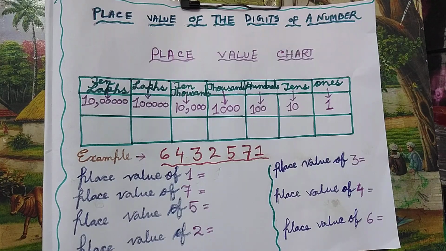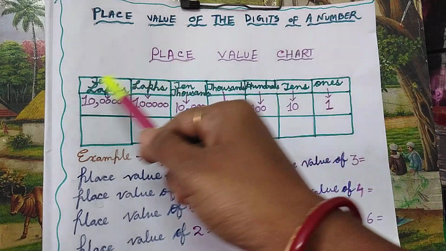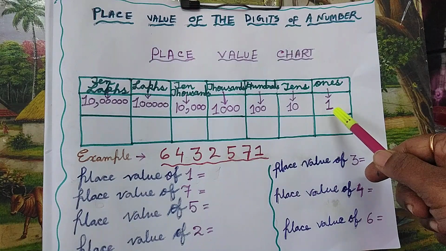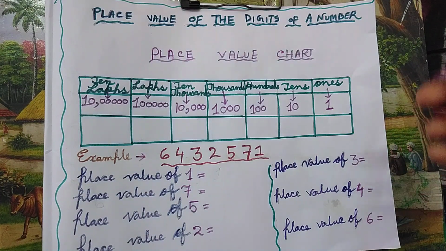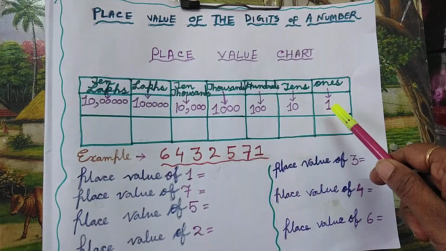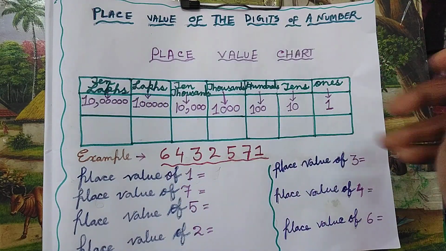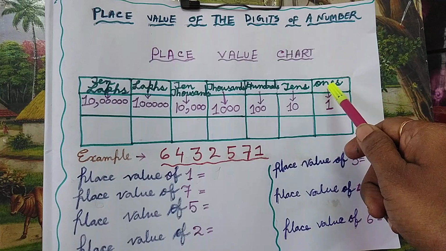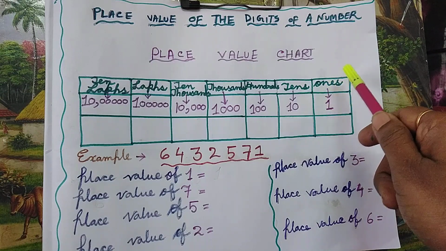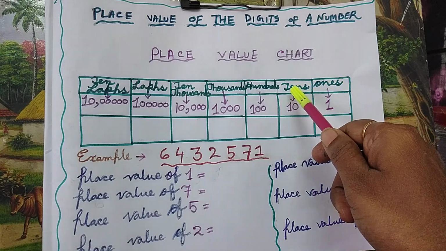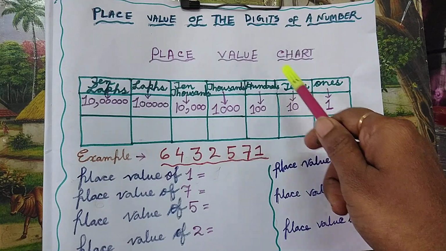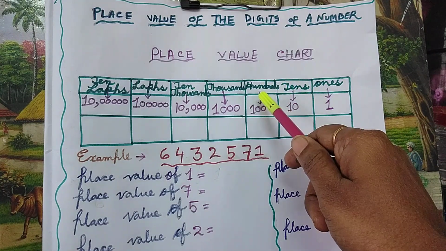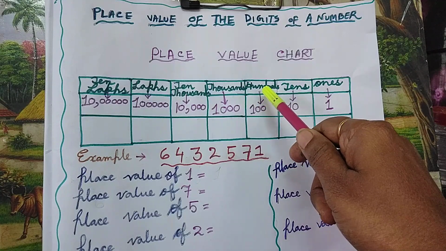See children, this is a place value chart. I explained previously also, today also I am explaining. Start from the right side. The first house or first place belongs to ones. The second place belongs to tens. The third place belongs to hundreds.